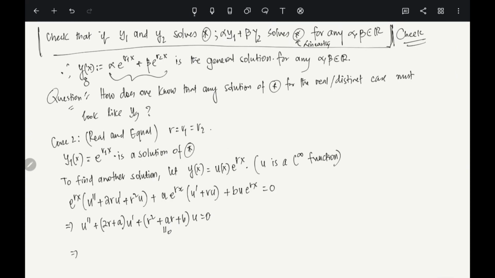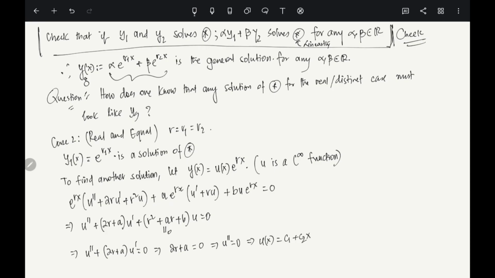So that will imply that your equation looks like this: u double prime plus (2r plus a) u prime is 0. Clear? Now this is the first order equation. See, r is a repeated root, so that will imply that 2r plus a equals 0. And if this is the case, then u double prime equals 0, and I am just looking for one u which will satisfy this. So u(x) given by c1 plus c2 x will satisfy u double prime equals 0.